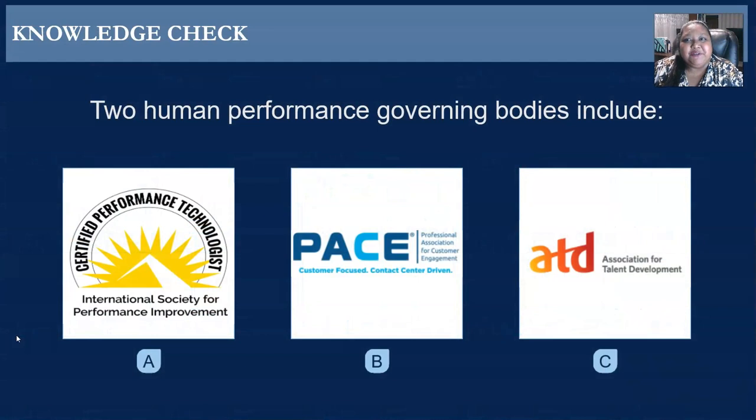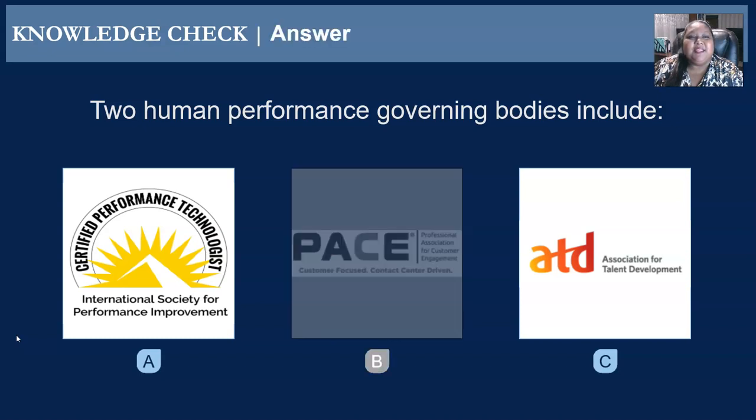So a quick turnaround here, but can you identify at least 2 of the human performance governing bodies? I think you're correct. It's the International Society for Performance Improvement and the Association for Talent Development.